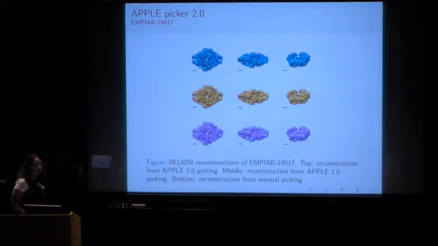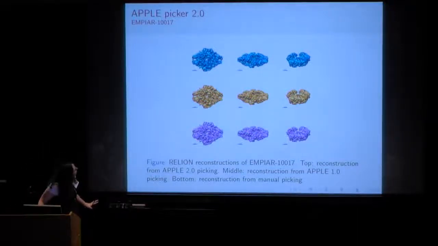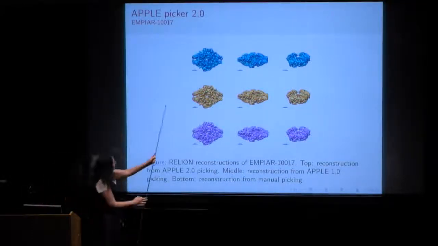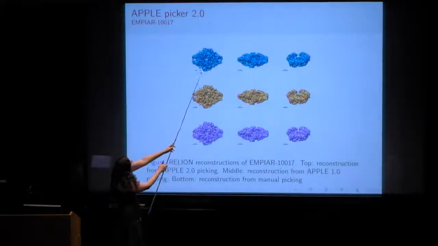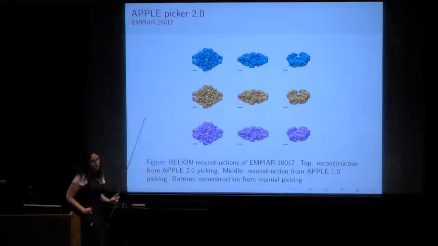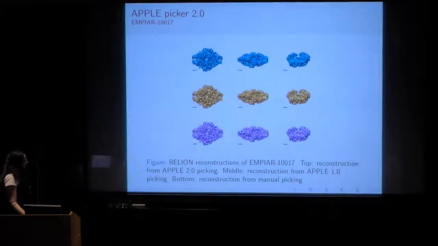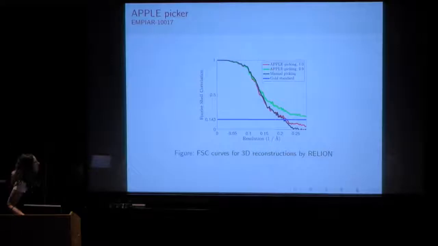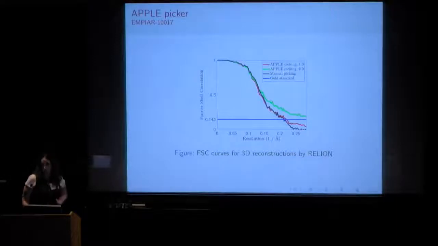So this is our reconstruction on the top. Here you can see very slight differences. I should have made it bigger. But mostly in the center, it's a little better separated up here than it is in these images. Okay, and this is our FSC curve. So now that we do the alignment, we were able to keep many more particles. And we got 3.5 angstrom resolution reconstruction as compared to the 4.1 angstrom resolution reconstruction from the Apple 1.0 and the 4.2 reconstruction from the manual picking.